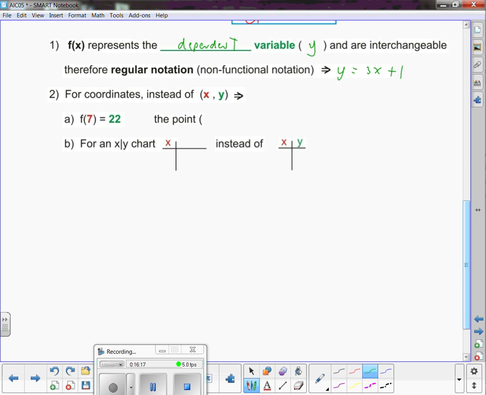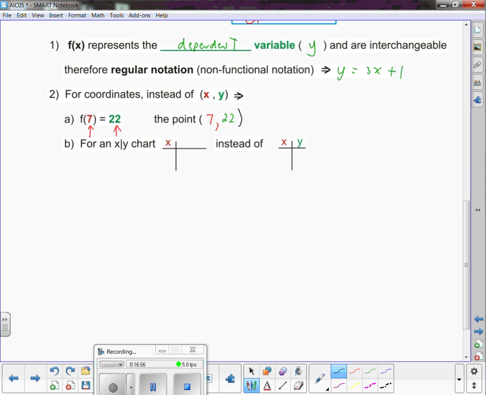So for coordinates, instead of x and y, we can write f of 7 equals 22. All this means is the x coordinate is 7, and the y coordinate, therefore, is 22. That's all that means. If f of 7 equals 22, 7 is the x, and 22 is the y. Guy 7 is dating girl 22. We're just showing you the relationship there.